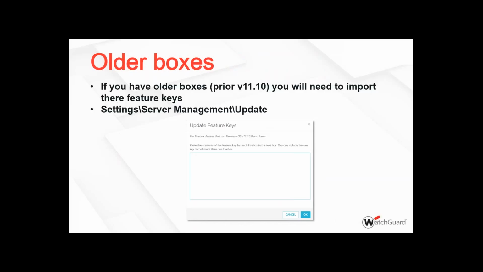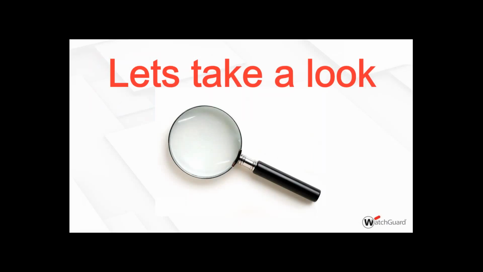If you have older boxes, these are boxes that are prior to 11.10, you're going to need to import those feature keys into the box, and I'll show you that in the config here in just a minute. Basically what you're going to do is go into the settings, server management update. You're going to get a screen that looks like this, and you'll have to load the feature key in for your individual boxes.